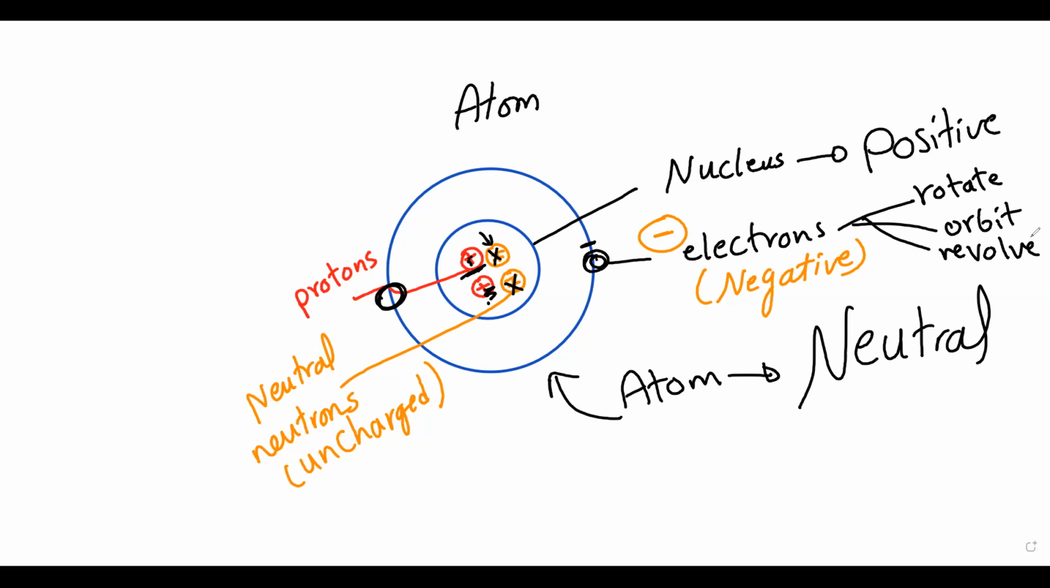About the charge, the nucleus is positive. The nucleus is positively charged. Why? Because it contains positively charged protons and electrically neutral neutrons, or uncharged neutrons. Okay? But about the electrons, they are negatively charged, and their number equals the number of positive protons. That's why the atom is neutral.